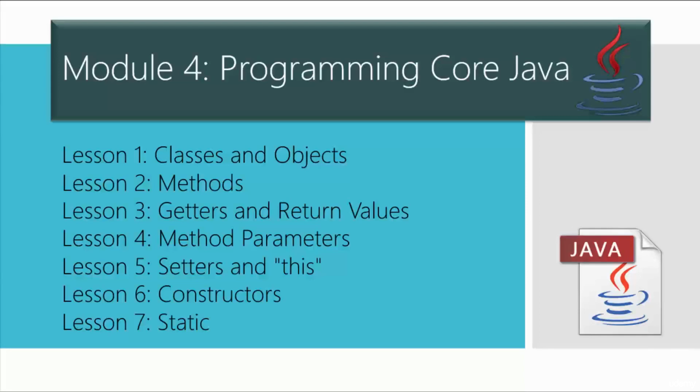Once again, we'll take a look at the setters method, and at how the this keyword is used in Java. Lesson 6, we'll take a look at constructors. A constructor is simply a special type of method that is used to initialize the object itself. Lesson 7 will talk about the static keyword in Java, which simply means that the variable or the function is shared between all instances of the class, as it belongs to the type, not the actual objects themselves.